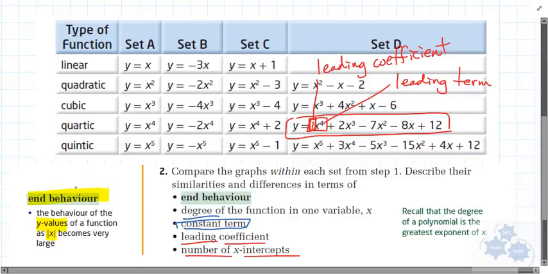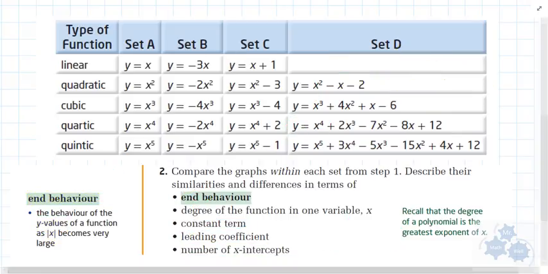All right, so does everyone understand end behavior, degree, constant term, leading coefficient? The number of x intercepts is literally how many times the graph cuts the x-axis. So this one would have 4 in this particular graph right here. See that? Okay? So let's talk about those for a second.